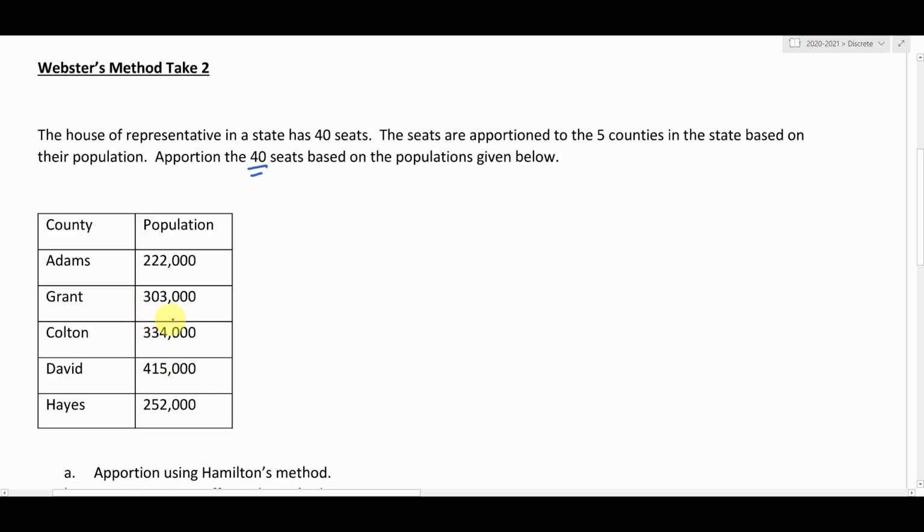So the first thing that I'm going to do here is I'm just going to take these populations and add them up. Okay, and when you do that, you should get 1,524,000 for a total population, and I'm going to go ahead and take that and divide it by 40 to get my divisor. If done correctly, you should get 38,100.